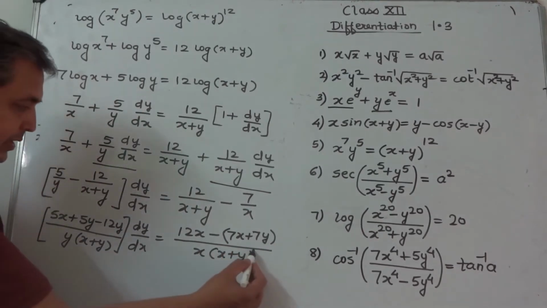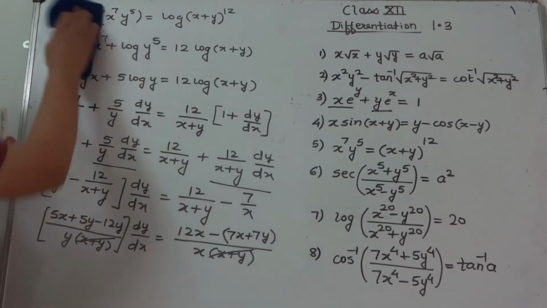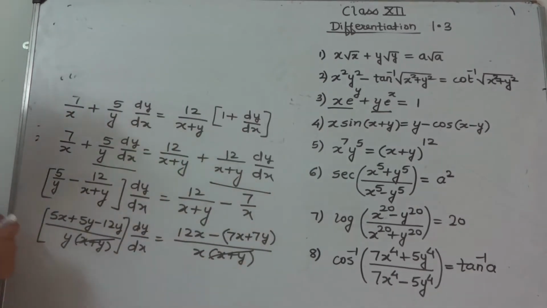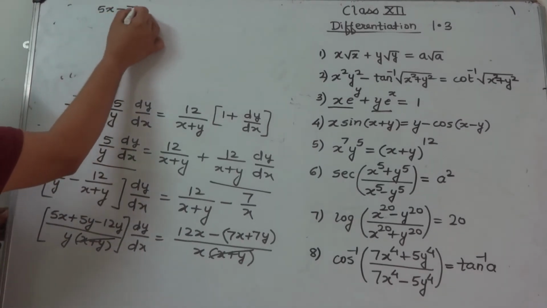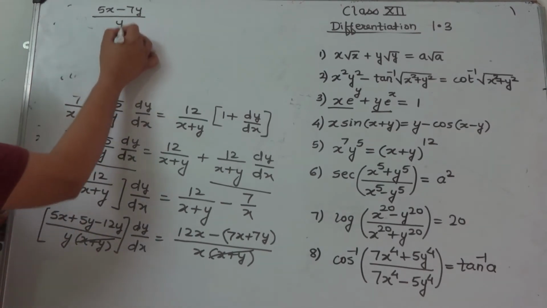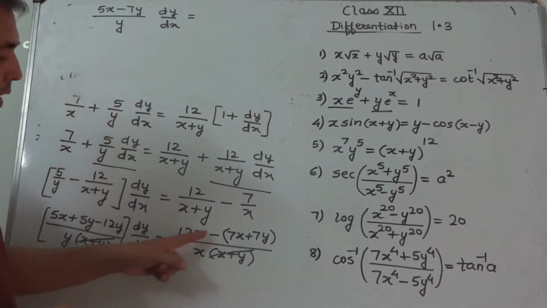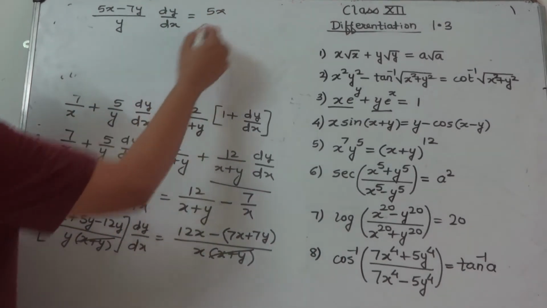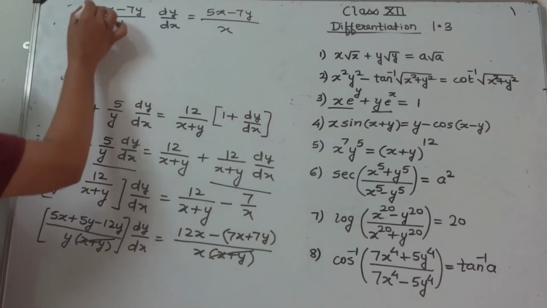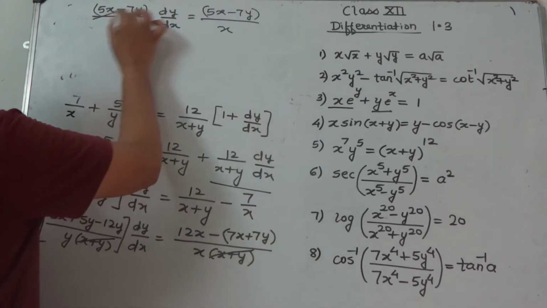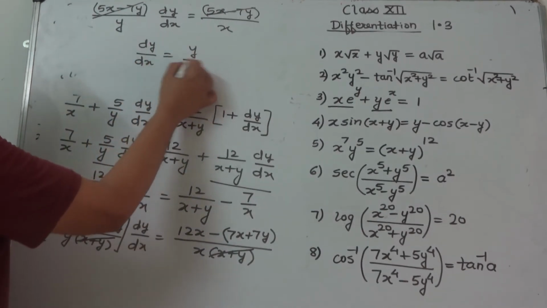Now see, both sides in the denominator there is x plus y gets cancelled. I am writing this answer at the top. So what we can write here, 5x, 5y minus 12y, that is 5x minus 7y upon y into dy by dx. Check right hand side, what do we get? This is 12x minus 7x is 5x minus 7y upon x. Now this numerator 5x minus 7y on both sides gets cancelled and we get dy by dx equal to y by x.